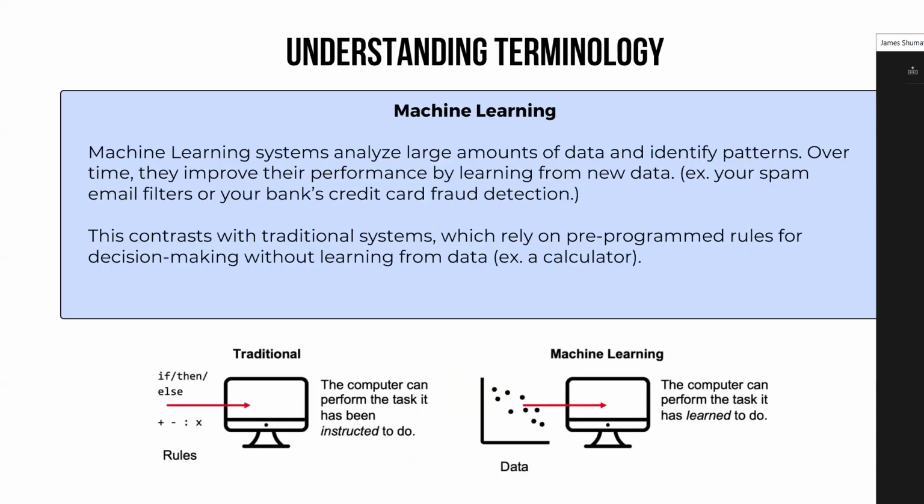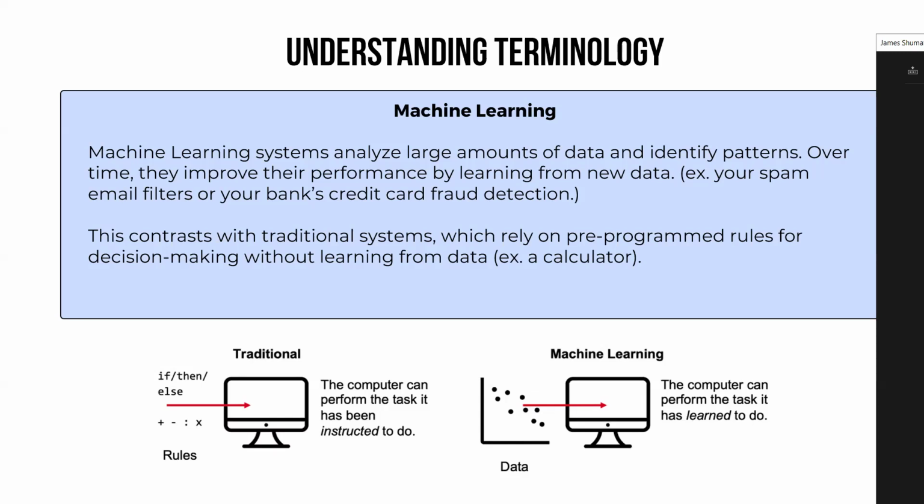Understanding terminology: machine learning. So remember, machine learning is part of narrow AI. Machine learning systems analyze large amounts of data and identify patterns. So over time, they improve their performance by learning from new data. I guess a crude example would be your spam email filter, which seems to work pretty spotty at best, or your bank's credit card fraud detection, which seems to always work, even if you don't want it to.